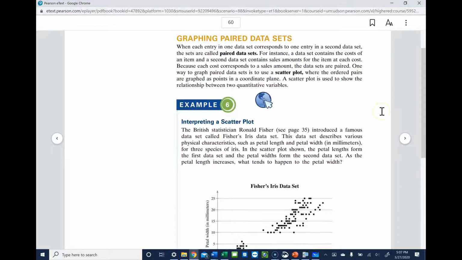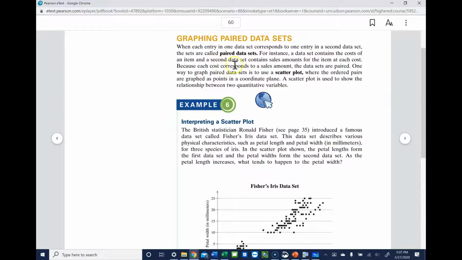All right, next, graphing paired data sets. A data set contains the cost of an item, and a second data set contains the sales amounts for the items at each cost. Because each cost corresponds to a sales amount, the data sets are paired. One way to graph paired data sets is to use a scatter plot. So you know all about this. It's using ordered pairs.